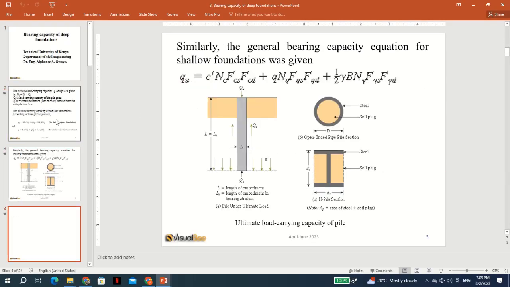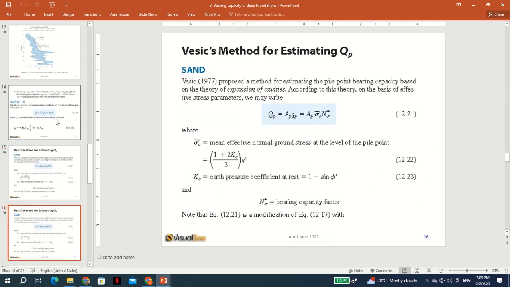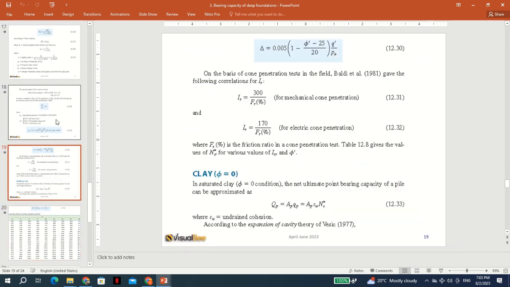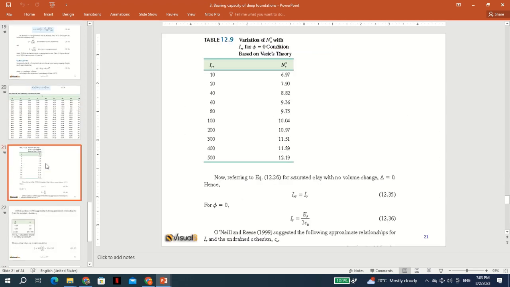Just to explain, this is for viewers unfamiliar with this, but of course, to understand completely, you need some background information. So this is the basic formula which you have seen used, and there are some bases there also. For saturated soil, Irr is the same as Ir. Then Ir can be calculated as Es over 3 Cu.